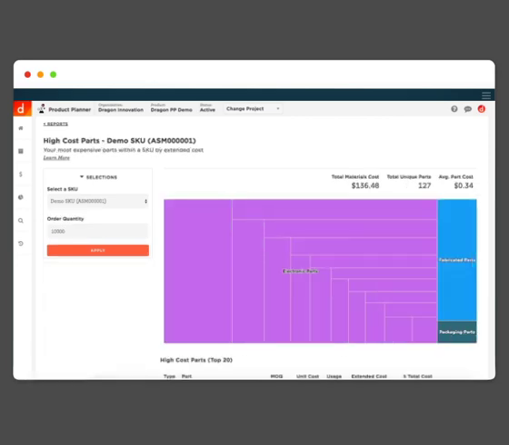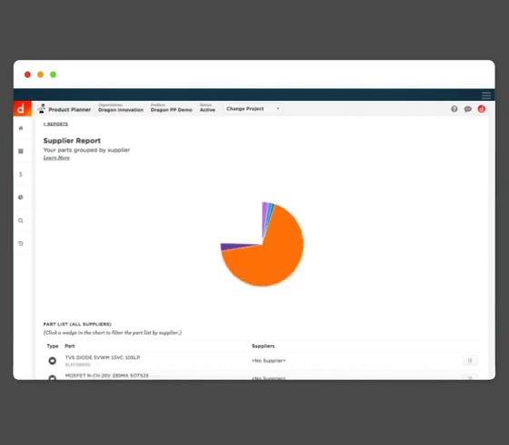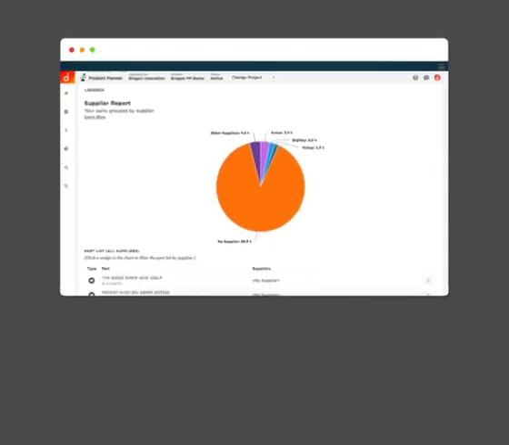Getting your BOM in Product Planner is a great step in your manufacturing journey, and we look forward to helping you along the way. Happy building!